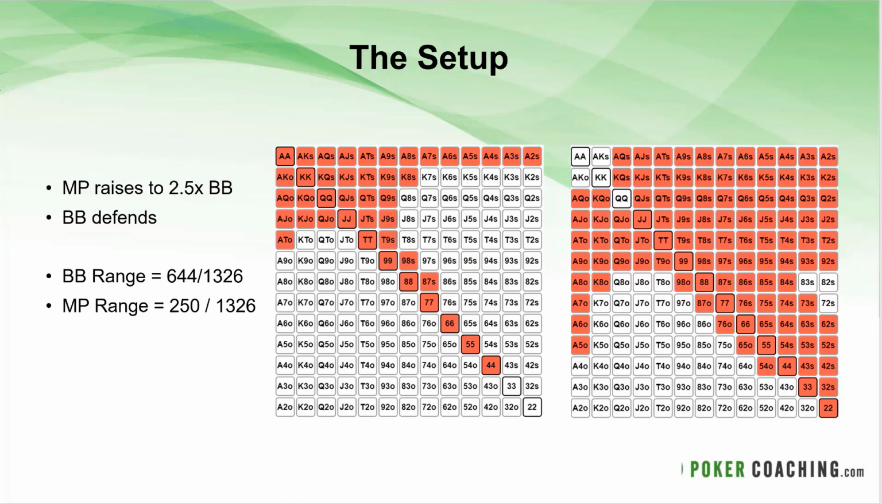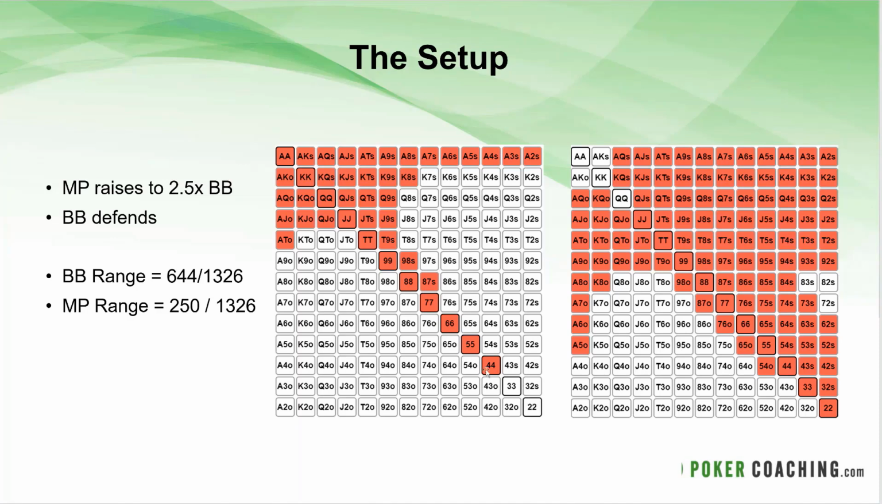First, let's talk about the setup that we're going to be using in this webinar. All the examples are going to flow off of this setup. Middle position is going to raise to 2.5 big blinds. We're going to say these are 100 big blind starting stack ranges. The big blind is going to call, and these are the two ranges. On the left here is your middle position range. It's about 18% of hands.